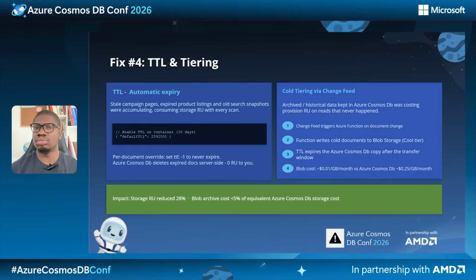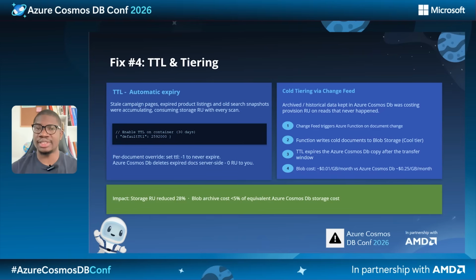Not all our data needs to be in the hot operational path forever. For instance, we have still campaign pages, expired product listings, and old search snapshots. These were accumulating, consuming storage and being scanned on every cross-partition query that ran against the Azure Cosmos DB container.